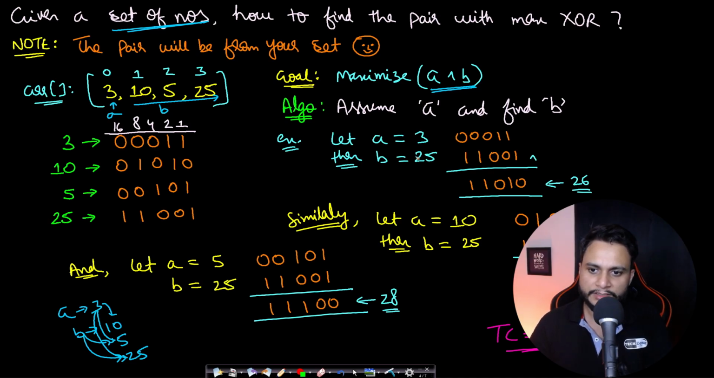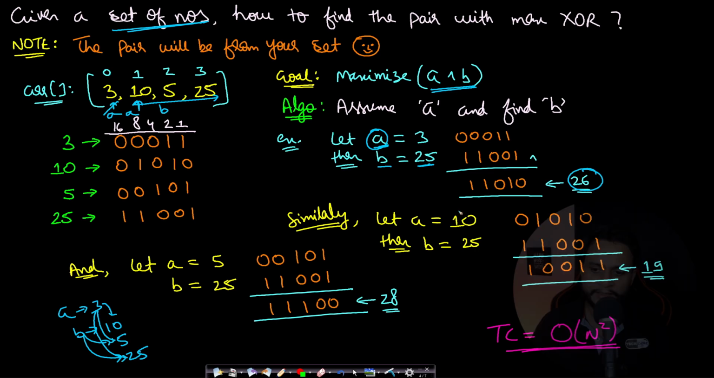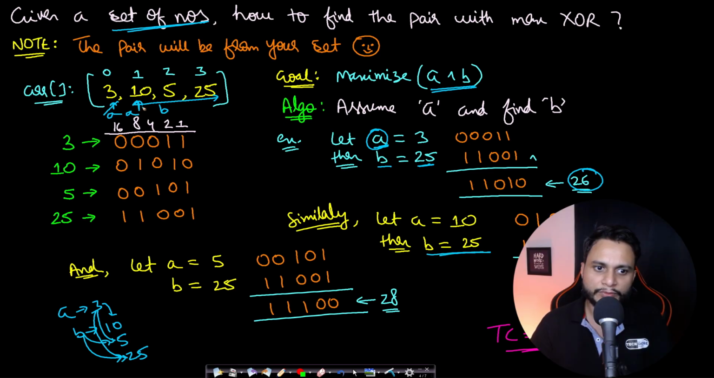In this case, you will see that if you pick a as 3, then b's answer will be 25. So the maximum value of a XOR b will be 26 if you fix a to 3. Similarly, once a was fixed to 3, now we will try fixing a to 10. And if you do that, again b will be 25 and the max XOR value will be 19. Similarly, you will be fixing a to 5. And if you fix a to 5, then b will be 25 again. And the max XOR value now will be 28. So out of all these possible combinations, you have to take the maximum XOR value, which is 28. Hence the answer is 28 in this case.